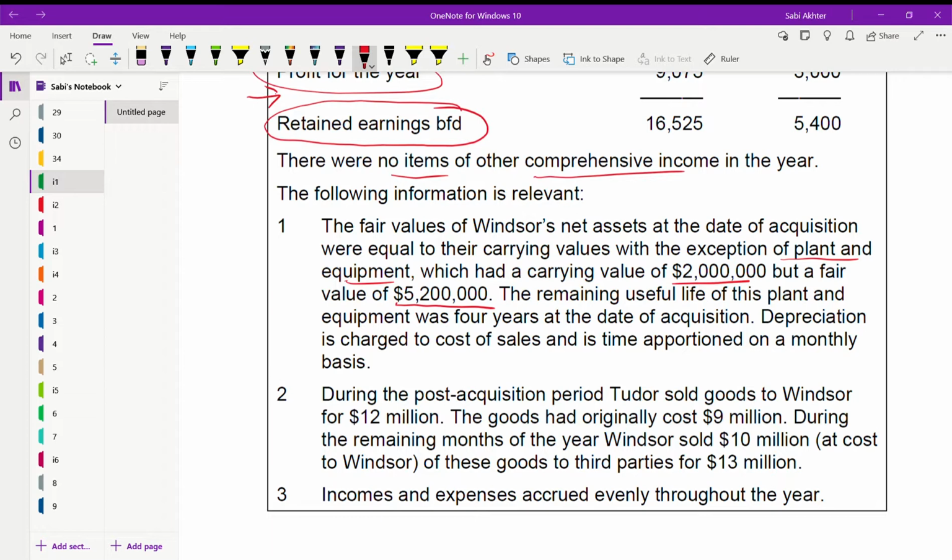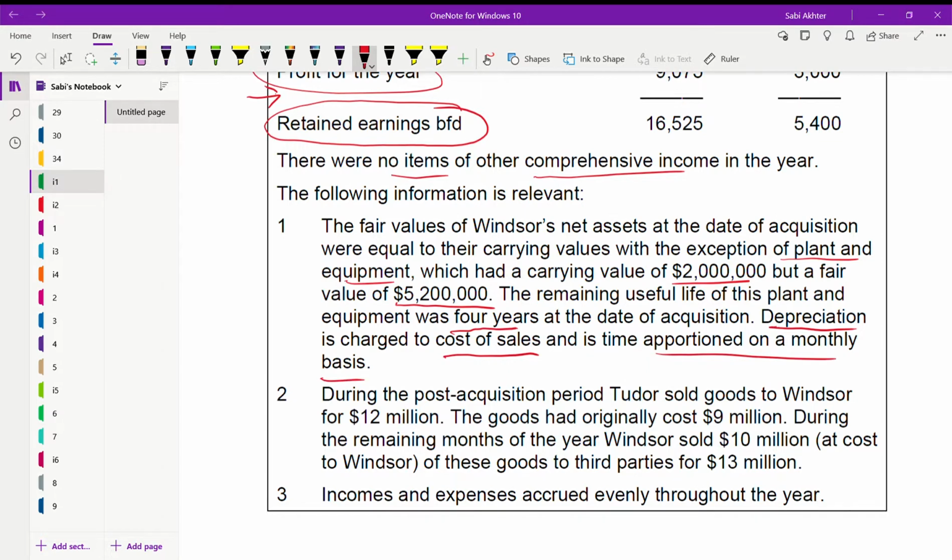So one asset will be there that you need to change, and on that you have to calculate depreciation. Because of this, your net asset changes. The remaining useful life of this plant was 4 years at the date of acquisition. Depreciation is charged to cost of sales. You see, your cost of sales will now be affected because of this depreciation. And it is time apportioned on a monthly basis.